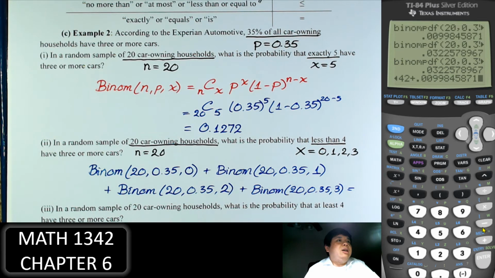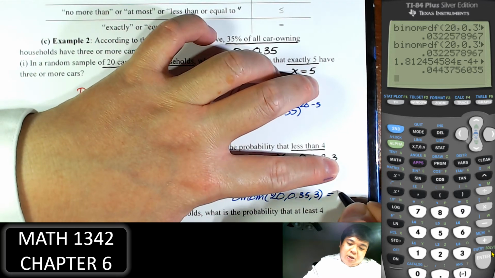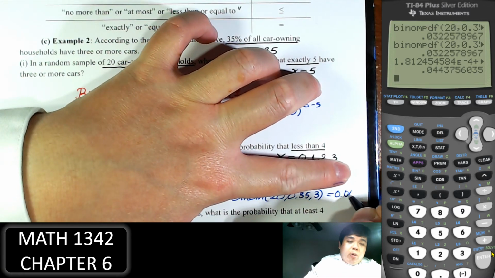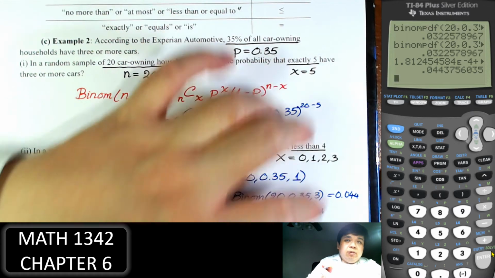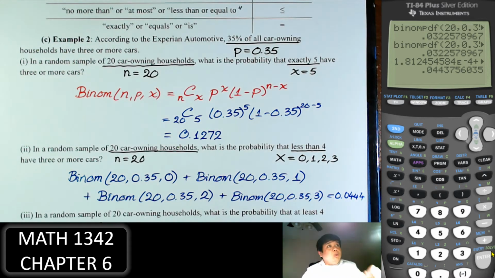So when we just highlight and then hit enter, that copy and paste, add all of them up, we have all together 0.0444. Right. Now there's another way to do this.